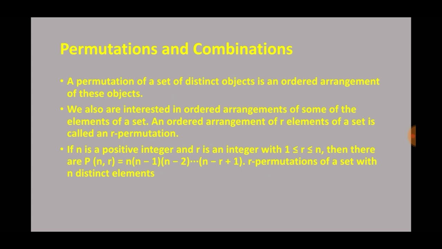If n is a positive integer and r is an integer with 1 less than or equal to r less than or equal to n, then there are P(n, r) = n times (n minus 1) times (n minus 2) times ... times (n minus r plus 1) r-permutations of a set with n distinct elements.